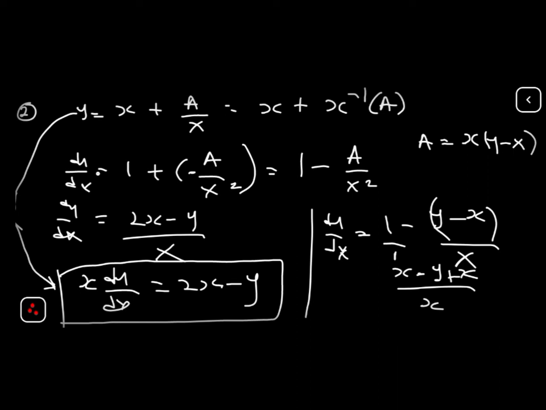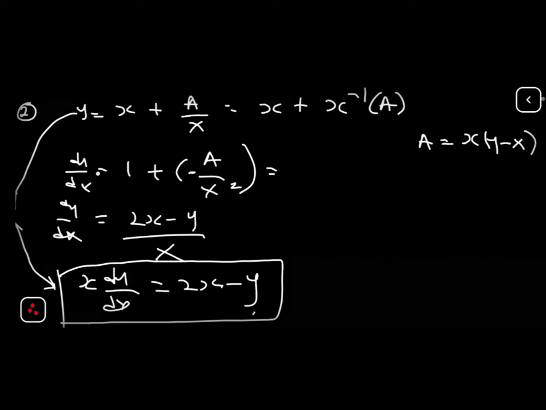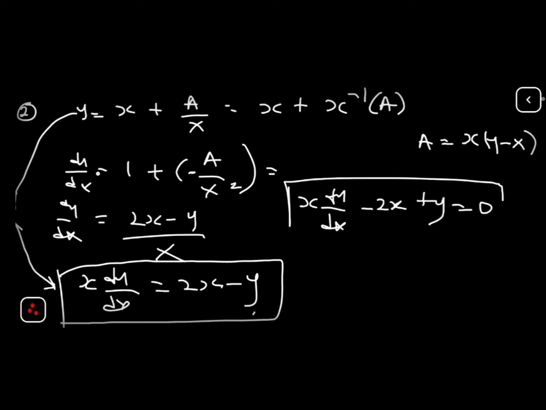You can as well go ahead to put all of them on the left side, so that we can equate it to 0. If we do that, we would have x dy/dx minus 2x plus y equal to 0. Alright, this is the differential equation.